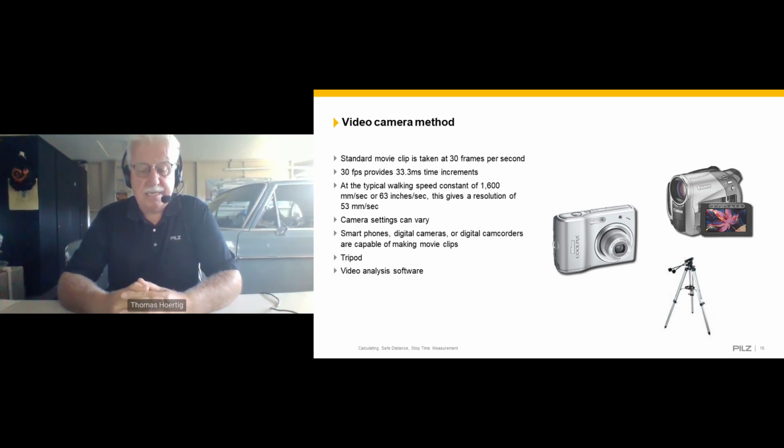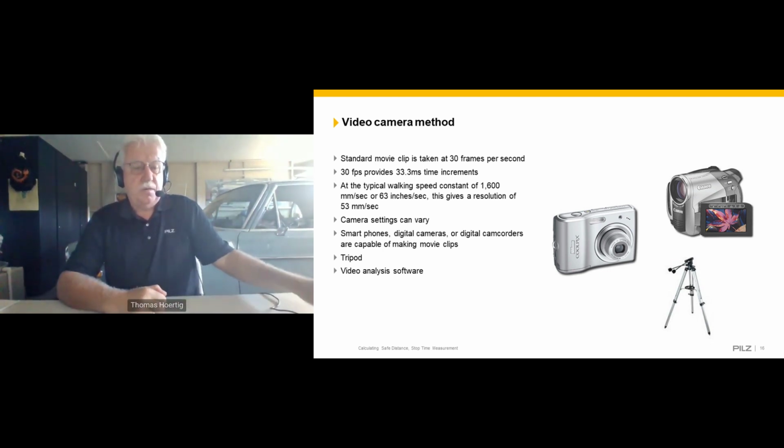Of course, camera settings can vary, so you have to make sure that you know how many frames per second your video camera is recording. Smartphones, digital cameras, or digital camcorders are capable of making movie clips. Then use a tripod to have a very stable view of your machine video, and after that you can use video analysis software where you can then count the frames.